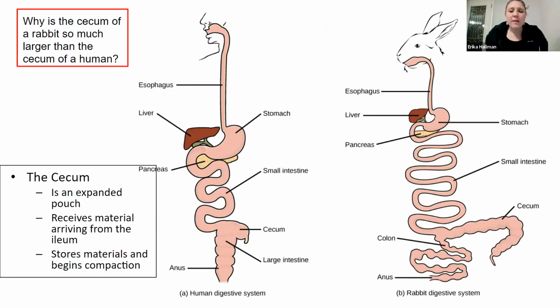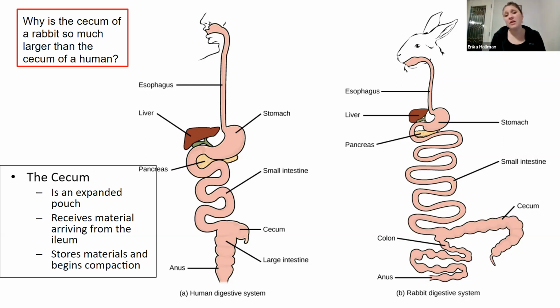Now, the cecum in a human is relatively small. If you look at the digestive tract of a human versus a rabbit, rabbits are mostly herbivores, and they have a pretty large cecum compared to a human. The reasoning for that is that the cecum is going to take materials from the ileum, and it's going to store them, begin compacting them, but also it's going to start breaking down some of the undigested materials like plant products, so things like cellulose.